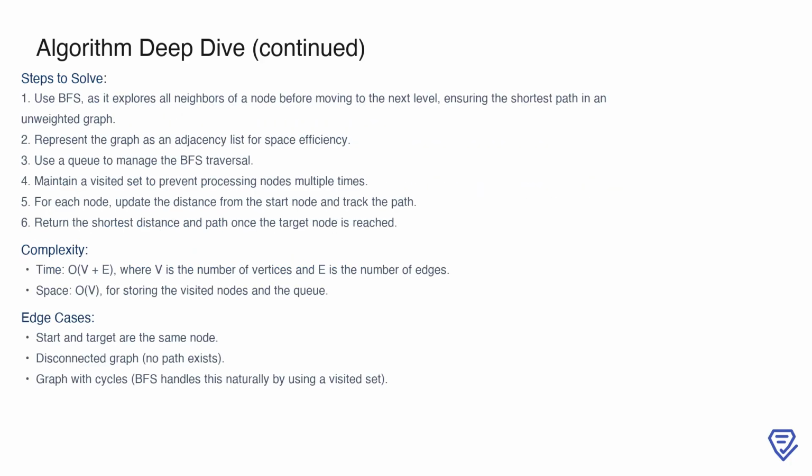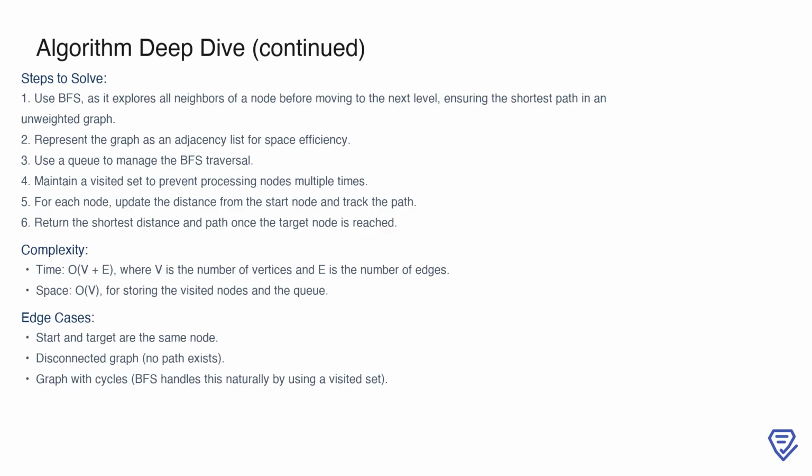To solve the shortest path problem in an unweighted graph, the breadth-first search (BFS) algorithm is ideal. BFS explores all neighbors of a node before moving to nodes at the next level, ensuring that the shortest path is always found. Representing the graph as an adjacency list is a space-efficient choice, especially for sparse graphs.